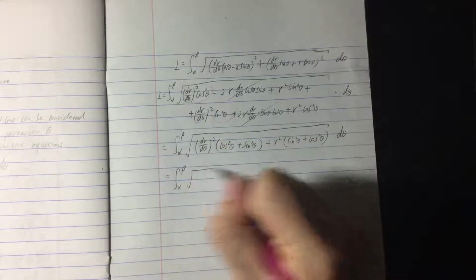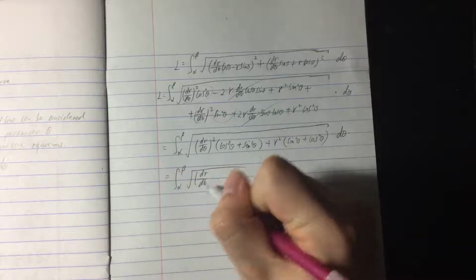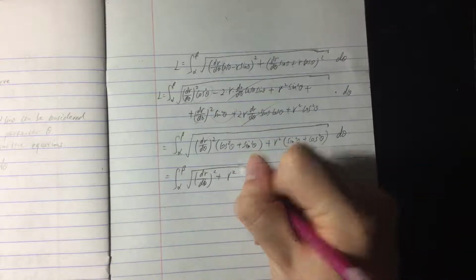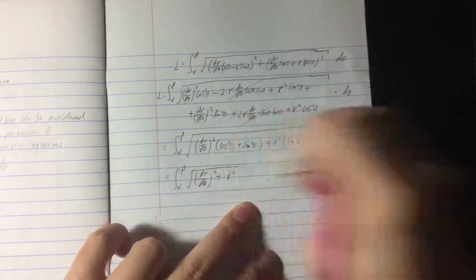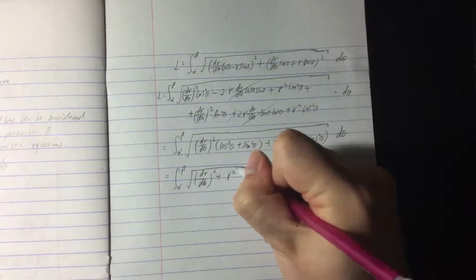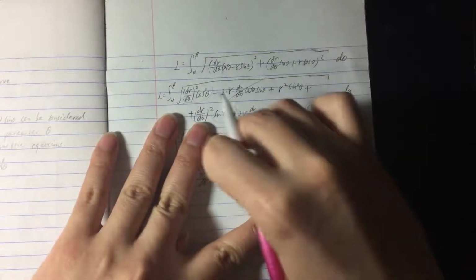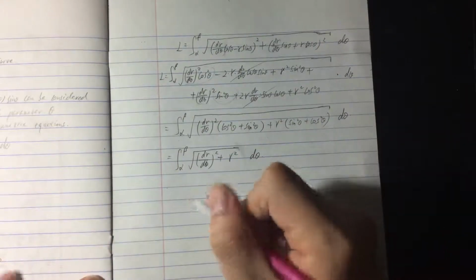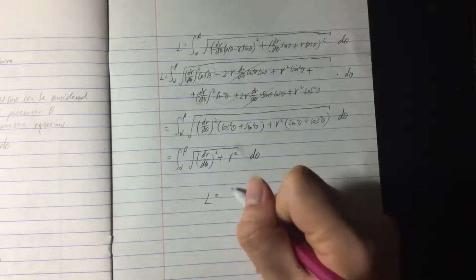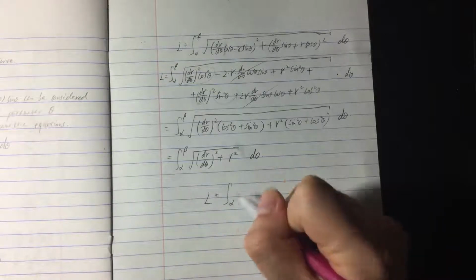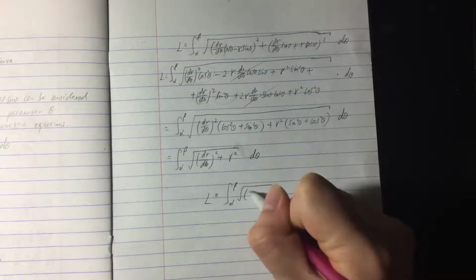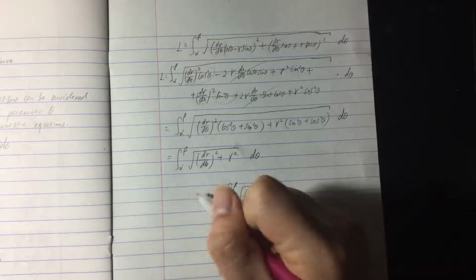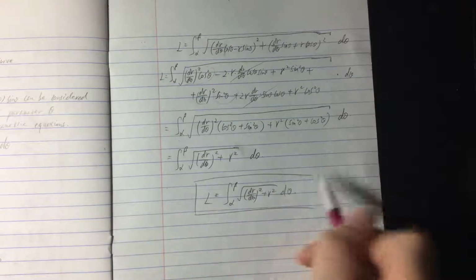the integral from alpha to beta of the square root of (dr over d theta) squared plus r squared, d theta. That's the arc length formula for polar curves.